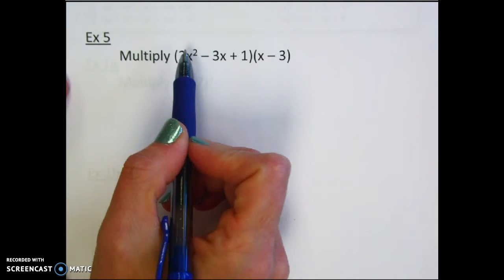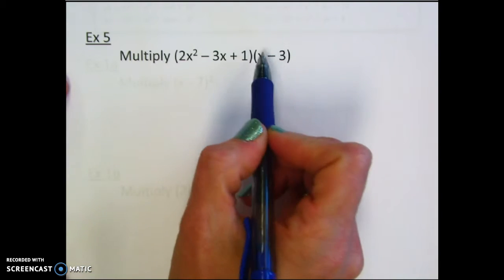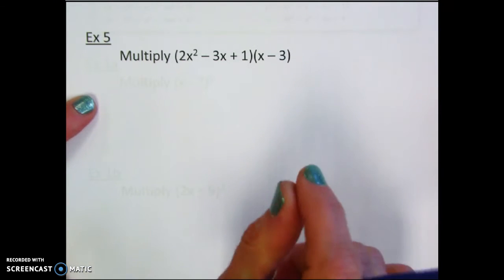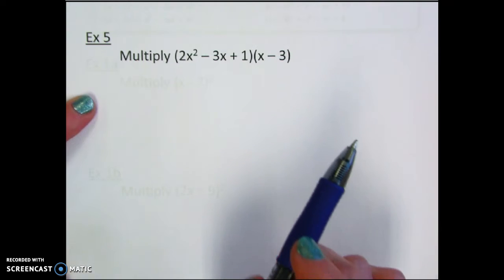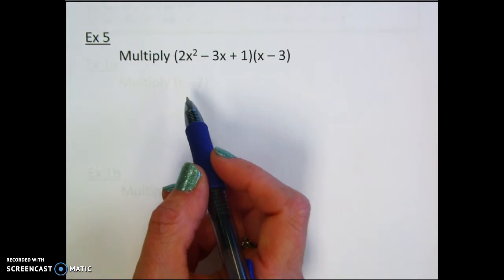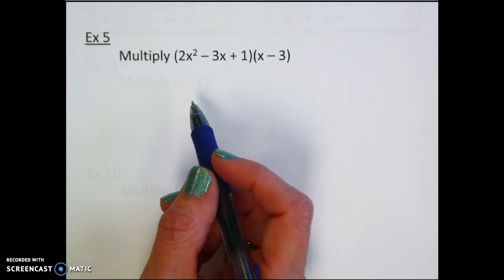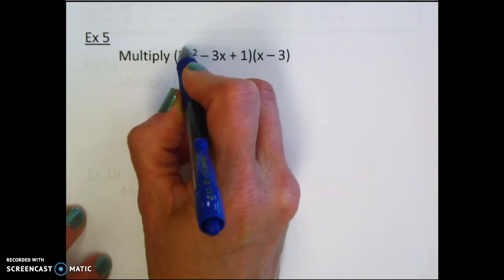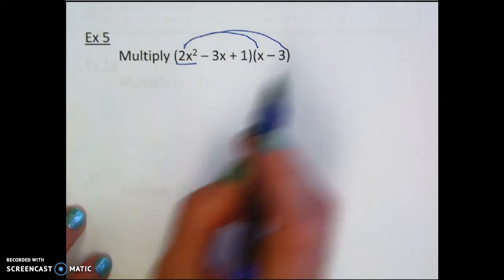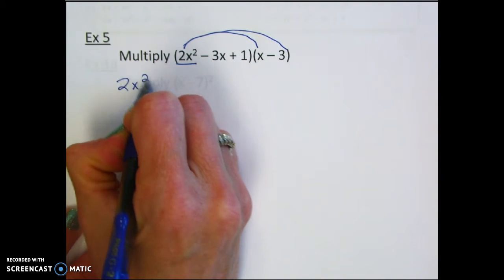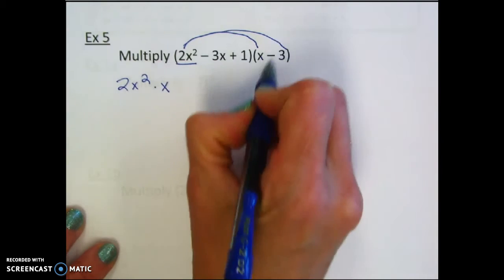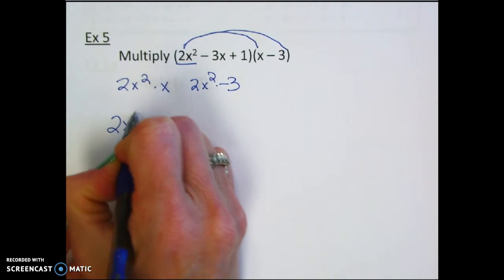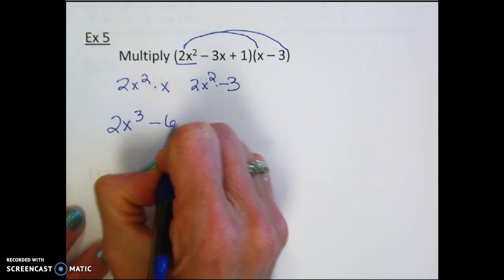Okay, if you have a trinomial times a binomial, in other words, you don't have just two terms here, you have more than that, you have to go through the process and take the time to distribute every term in the first parenthesis times every term in the second parenthesis. So the 2x squared, we're going to distribute to both pieces over here. So 2x squared times x and 2x squared times the negative 3. That gives me 2x to the third. This gives me negative 6x to the second.